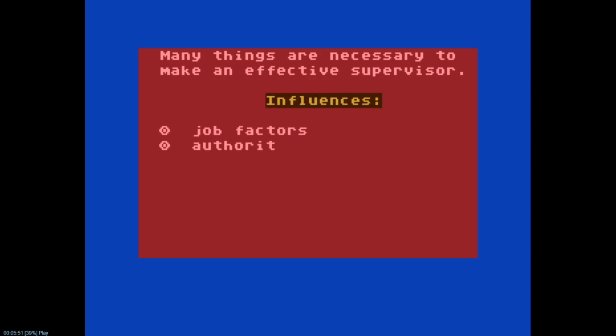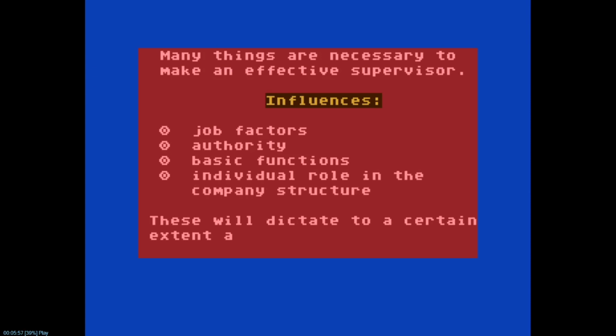Yes. Perhaps you're beginning to see that there are some very important aspects to supervision, and that many things are necessary to make an effective supervisor. All of these influences, job factors, authority, the basic functions of all supervisors, and their role in the company structure, will dictate to a certain extent a supervisor's ability to function.